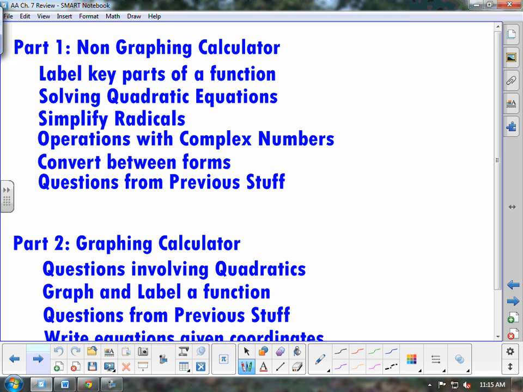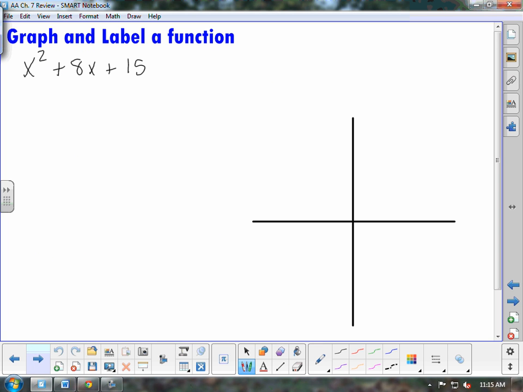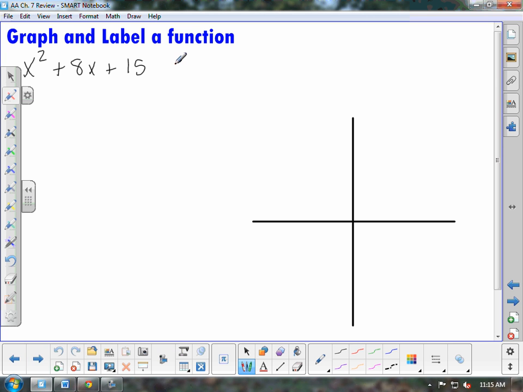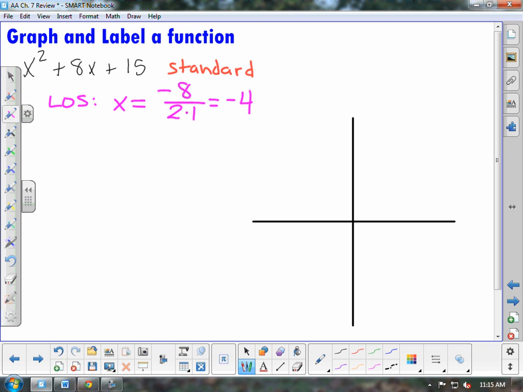So to start with, we'll look at some examples of graphing and labeling a function. First one would be x squared plus 8x plus 15. This is standard form. And so in standard form, we would need to find the line of symmetry first. And our line of symmetry is going to be x equals the opposite of b, which is 8, so negative 8 over 2 times a. And so our line of symmetry is going to be a negative 4.